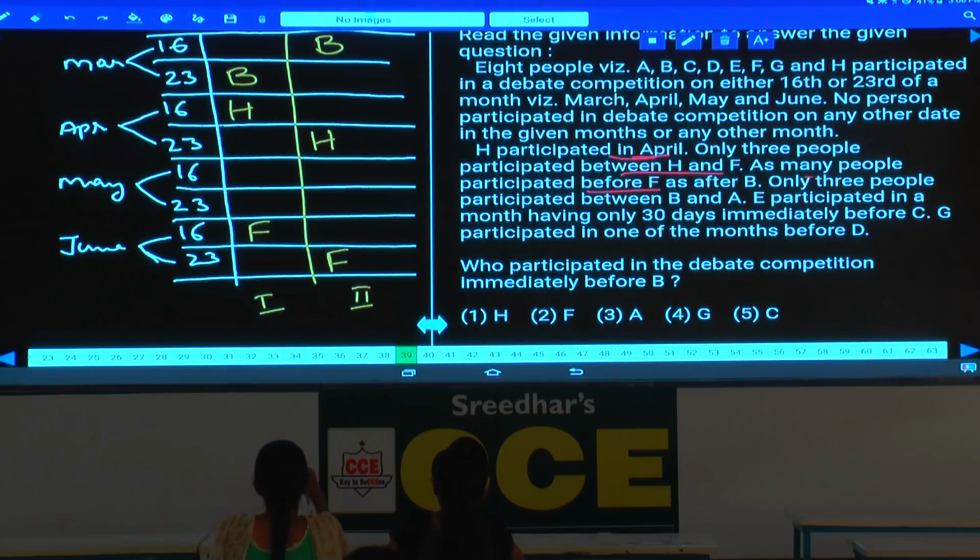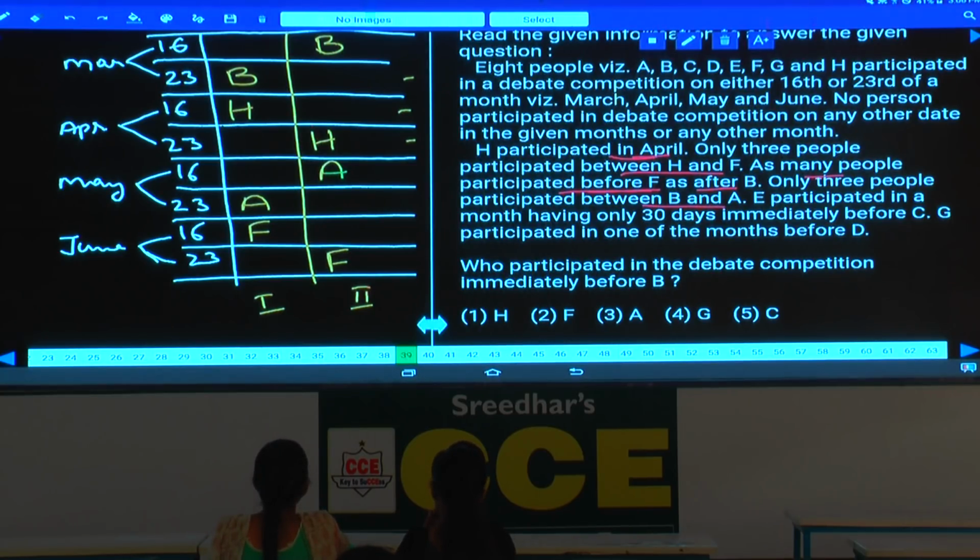As many people participated before F as after B. Before F there is 1 person, after B there is 1 person. Then 3 people between B and A. As 3 people between B and A, now in the first case A must be on 23rd of May, and in the second case A must be on 16th of May.